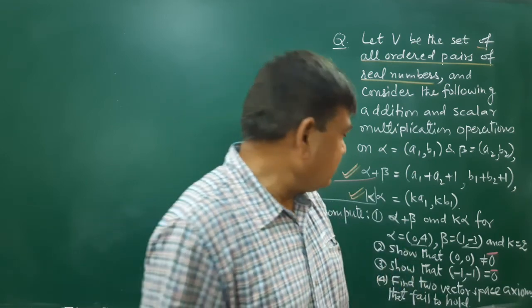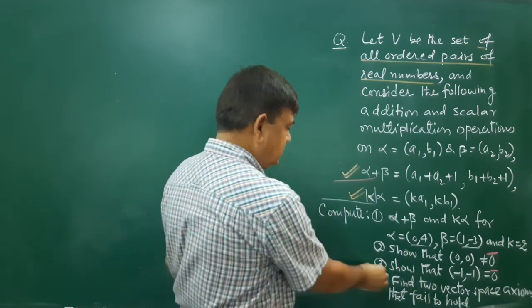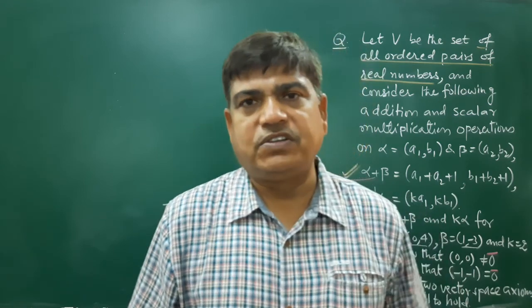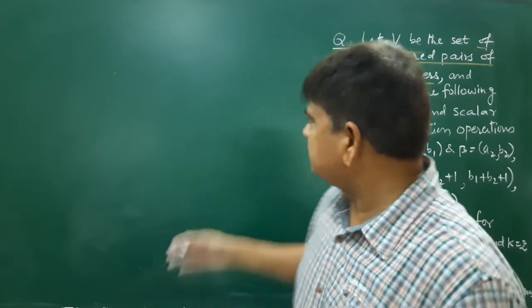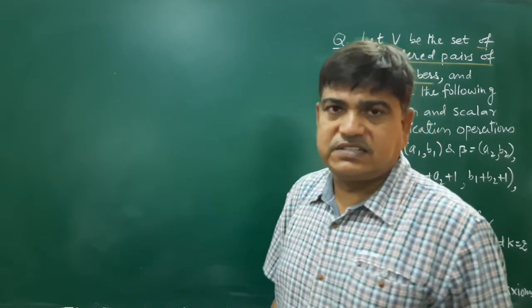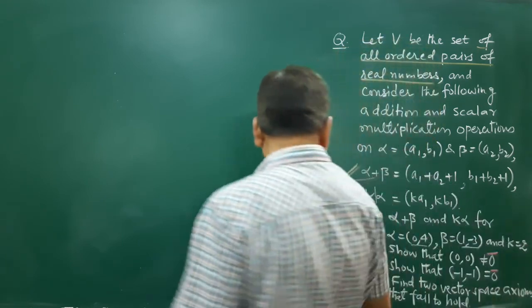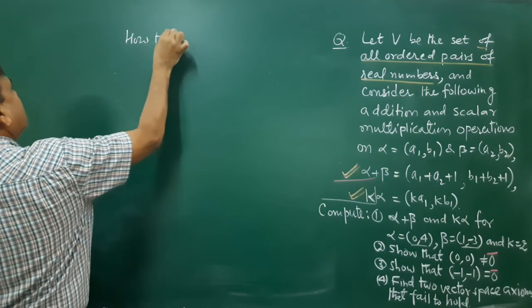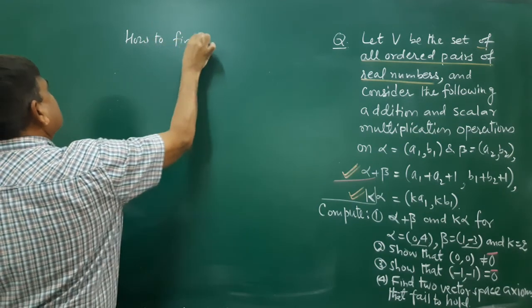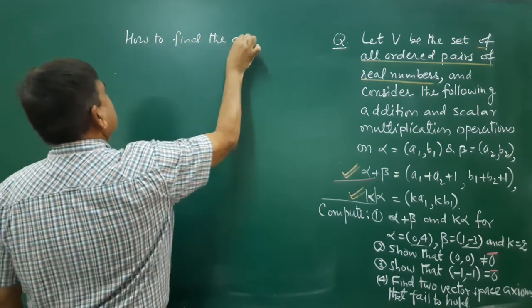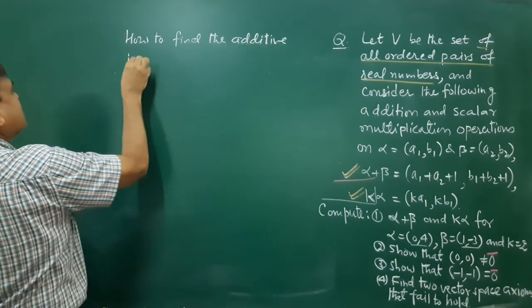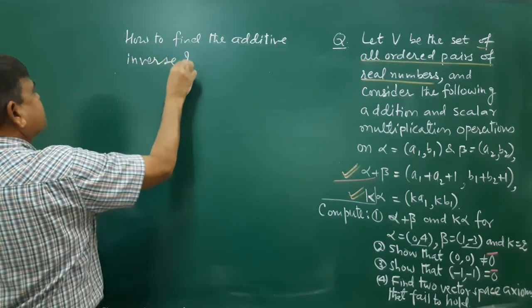I also add one more part here. Also find the inverse of that particular point. Then you can find the answer just like this. So, alright, how to find the additive inverse?